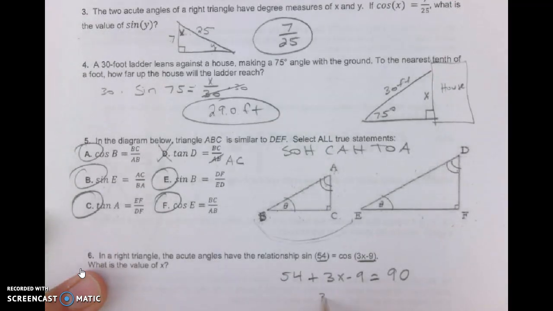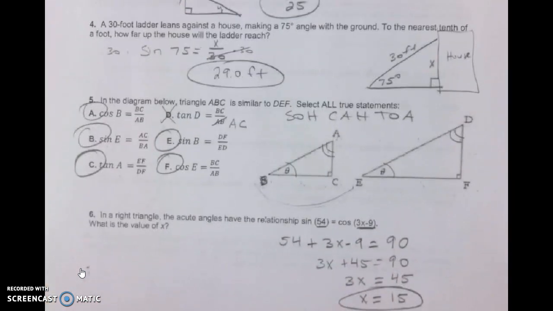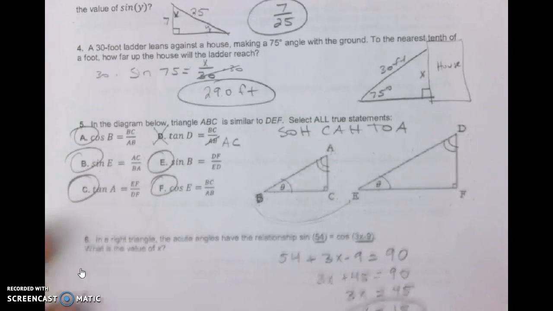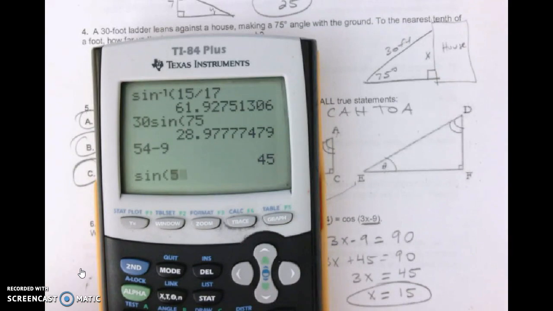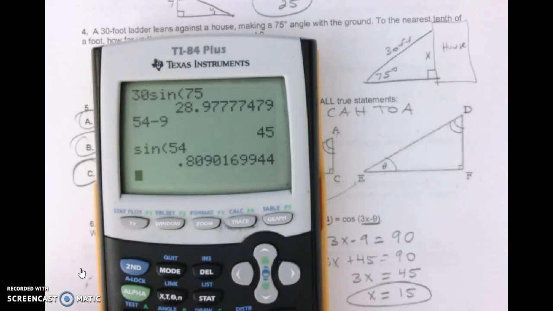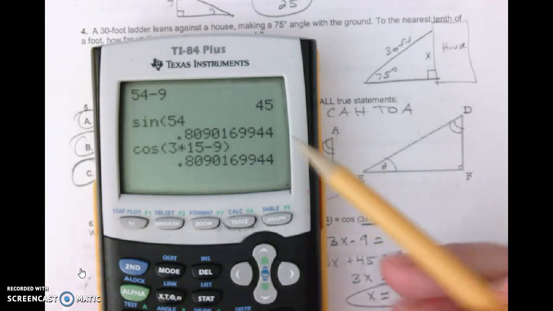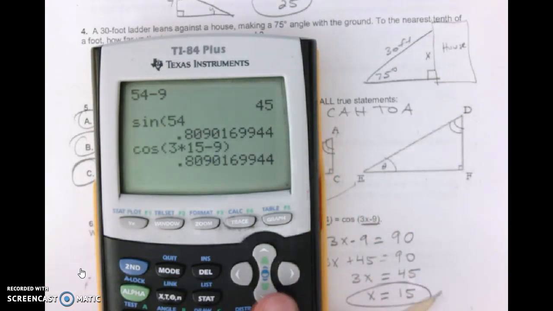So I have 54 minus 9 gives me 45. I'm going to subtract 45 from both sides, and I get 3x equals 45. Divide both sides by 3, and I get x equals 15. Okay, and if you wanted to check that in your calculator, you could do that as well. You could press sine 54, and you can do cosine 3 times 15 minus 9. And you confirm that both those values are in fact equal to each other.